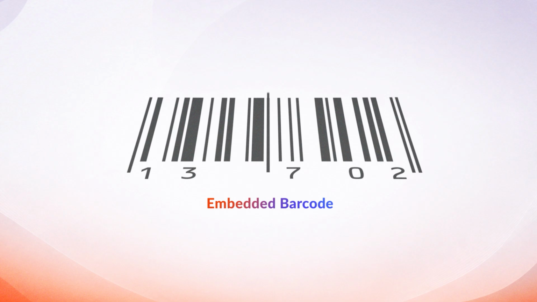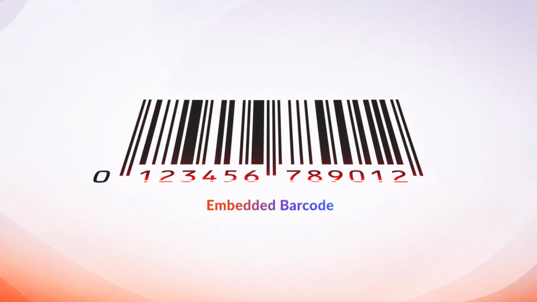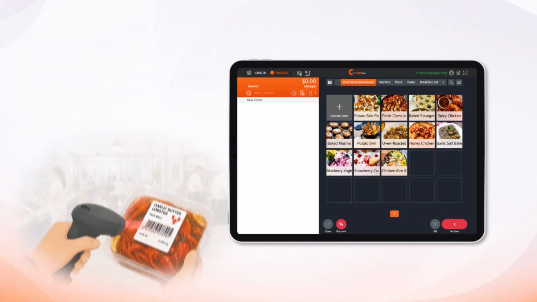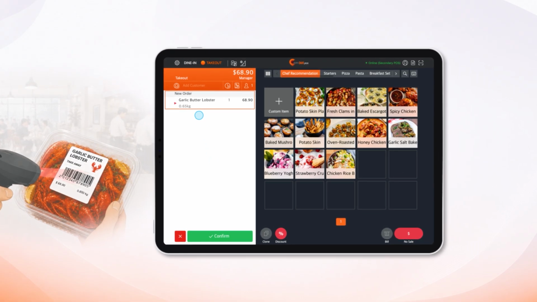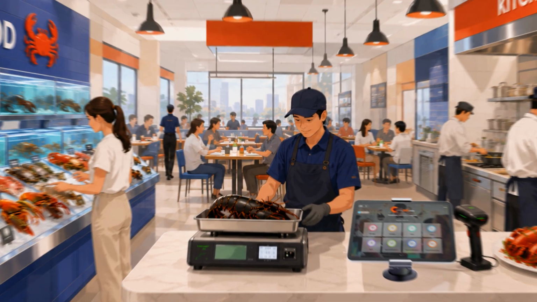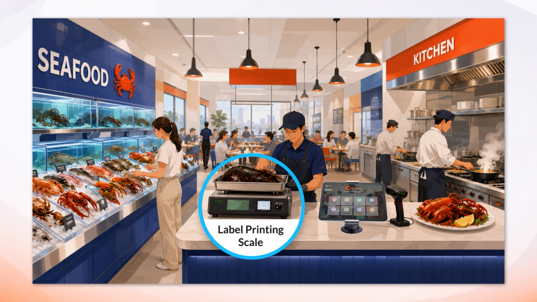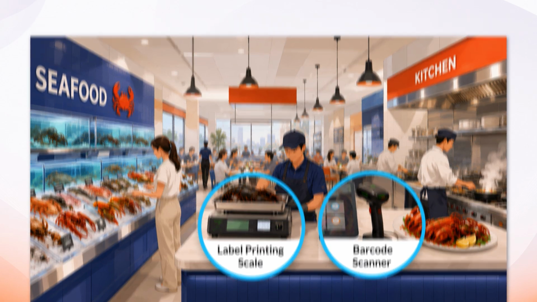An embedded barcode is a scannable label that contains preset information used for dynamic pricing. The Eats365 POS uses these embedded details to instantly determine the final price of the item. Embedded barcodes are typically generated using a label printing scale, which weighs items and prints a barcode tag containing specific price or quantity details. You must have a barcode scanner connected to the POS terminal for this function.